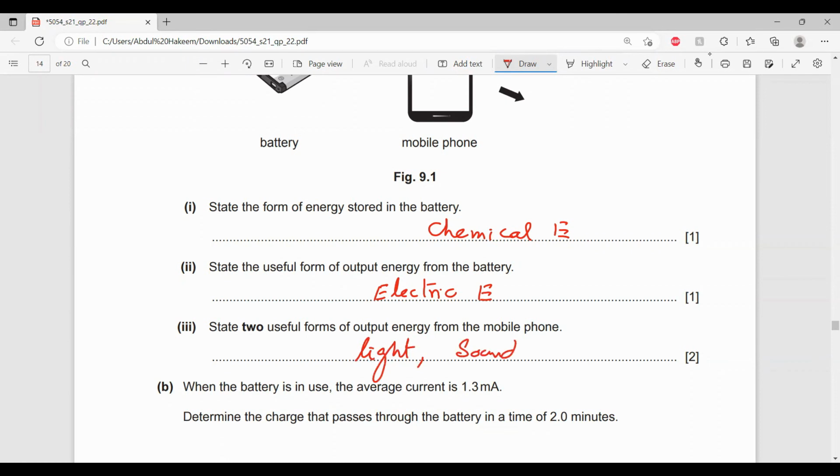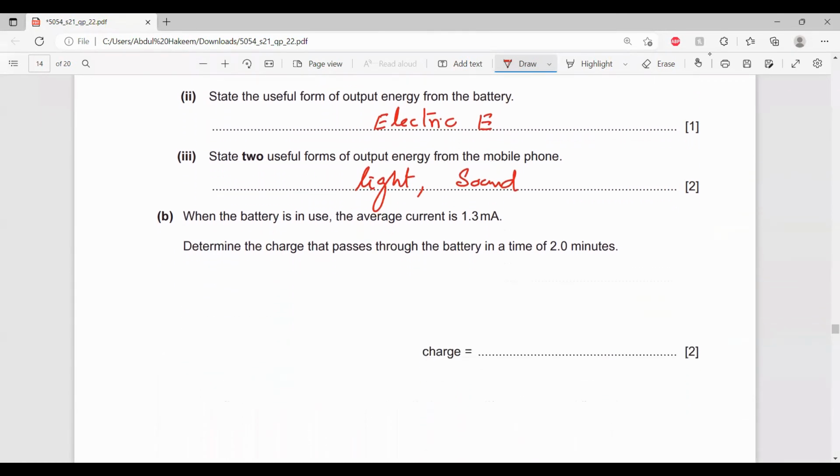When the battery is in use, the average current is 1.3 milliampere. Determine the charge in 2 minutes. We have done that: Q is equal to It. Current is 1.3 times 10 to the power minus 3, and the time is 2 minutes, which we convert to seconds. So the answer is 0.16 coulomb.